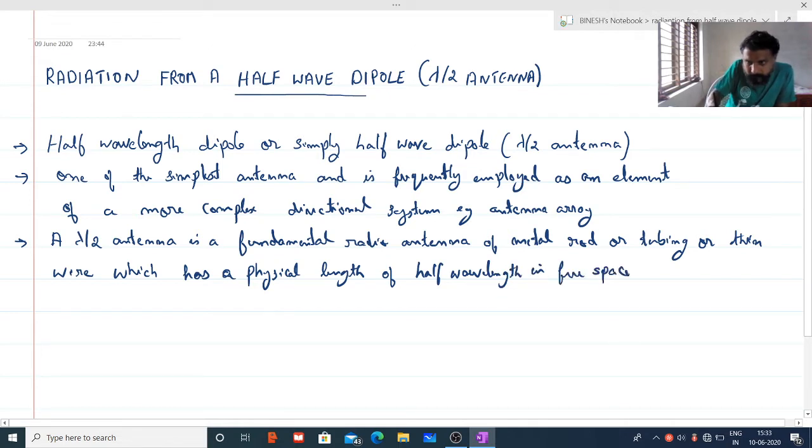Half wavelength in free space. One point I also indicated, at the frequency of operation. Half wavelength in free space, at the frequency of operation.